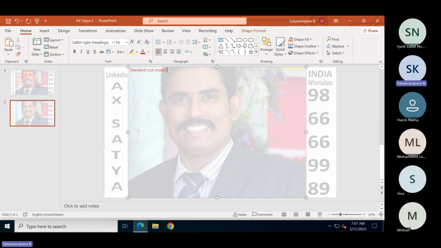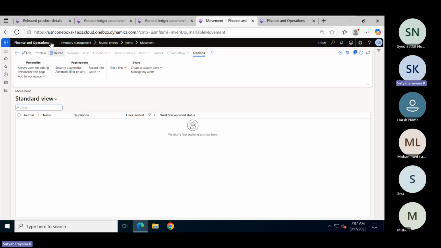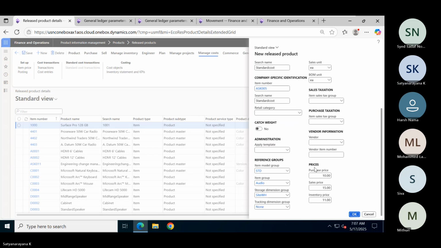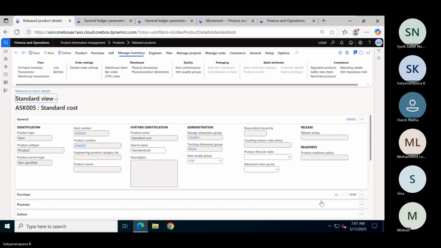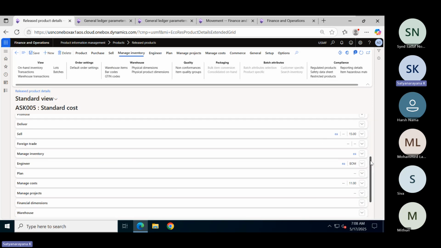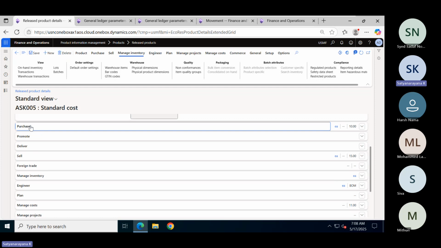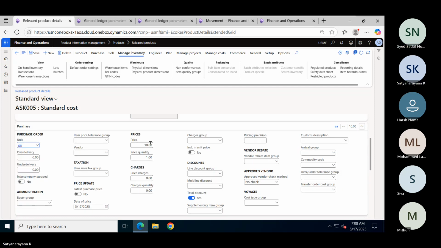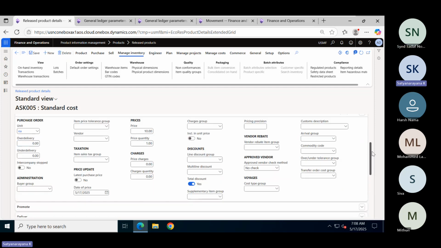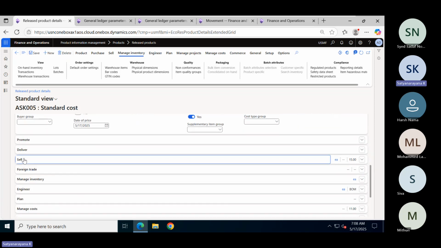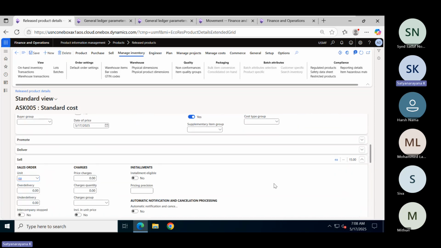What is this standard cost model? Let me show you the impact. Now we have created one item. I'm clicking on OK. I have created one item. So this is purchase price, sales price, inventory price. Purchase price will be available in the purchase fast tab. Here you can see purchase fast tab, purchase price, and sell fast tab, we can see sales price.